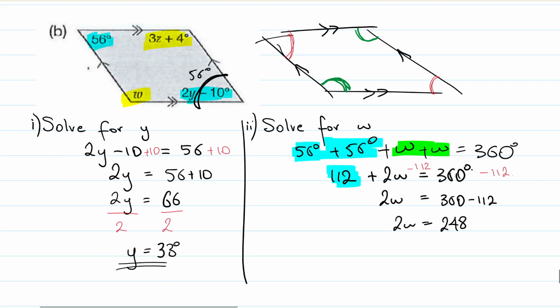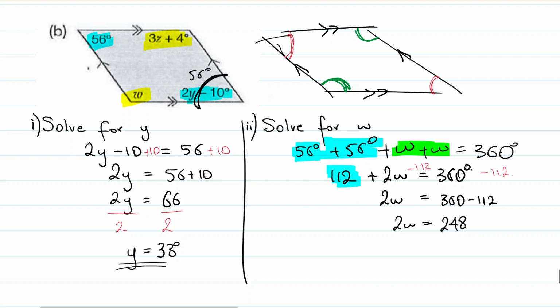I'll start from the top for part 2. So solve for W. 56 plus 56 plus W, adding all of those up should be 360. 56 plus 56 is 112. W plus W, 2W, equals 360. Then to get rid of the 112, make sure I don't make mistakes this time, I have to subtract 112 so that they'll cancel out. And then I'll get 2W equals 360 minus 112. 360 minus 112 is 248.